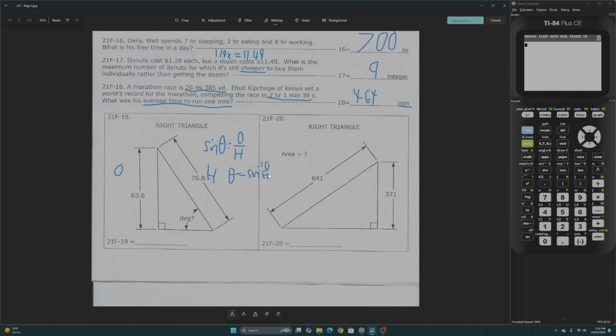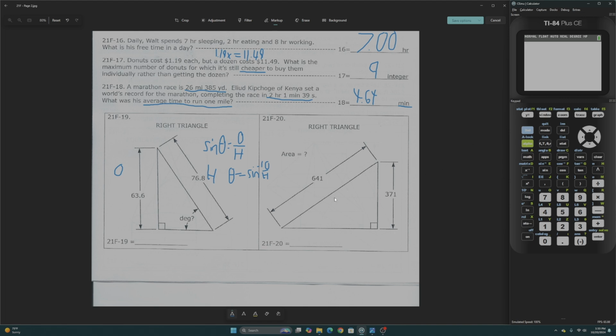So you could just type that in directly right here by doing second, and then sine, you see the little -1 sign, over h, 63.6, over 76.8. Just like that, you get 55.9. Okay, going on. And this one is a two-step problem, but it's fast.